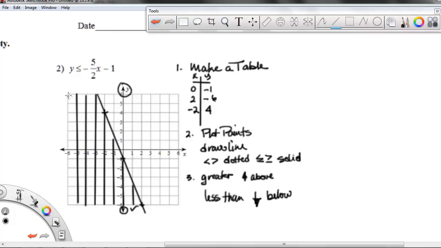Okay, that's it for this video. It's very simple. A lot of the steps you already know, and that's how we graph linear inequalities. Thank you for watching.